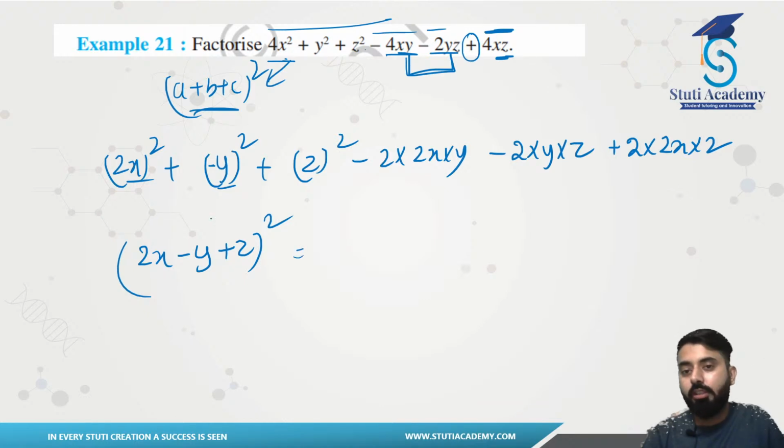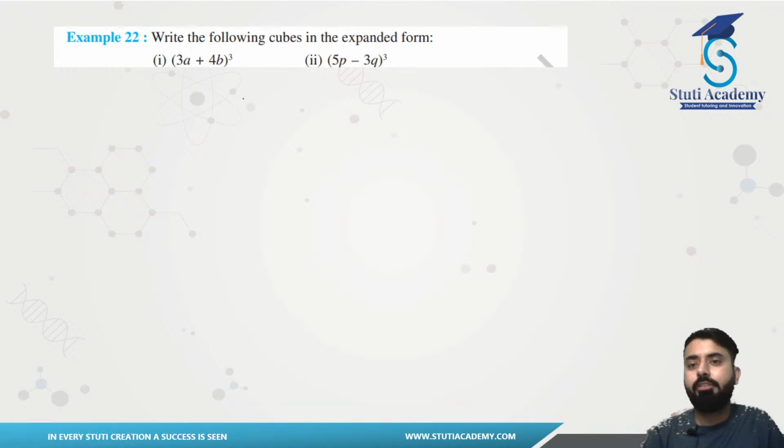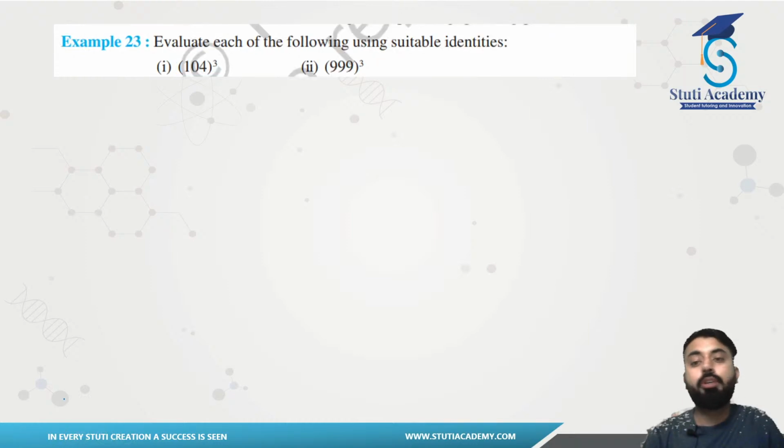So this is the identity. Factorized form will be (2x minus y plus z) into (2x minus y plus z). This is the factorized form, right? Quite easy sums. So you can easily solve them. You have to expand these cubes. You can do them. (a plus b) whole cube, (a minus b) whole cube. You can do this easily.